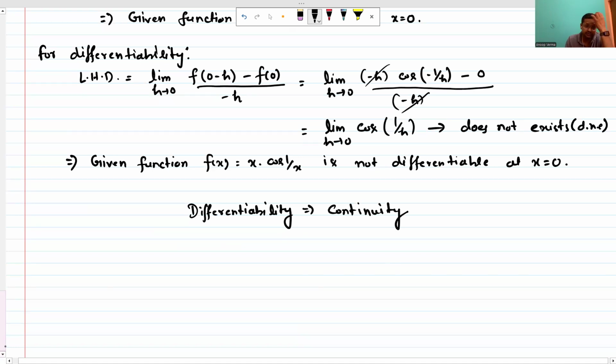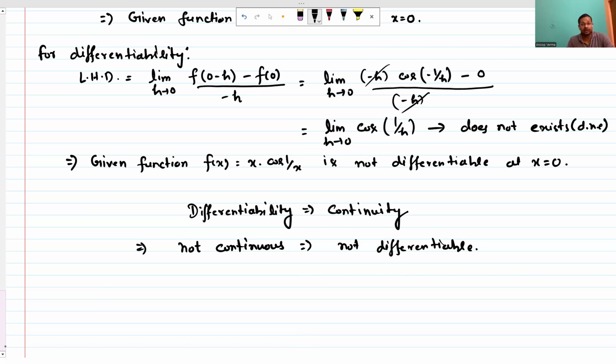And not continuous implies not differentiable. If a function is continuous, then we can't say whether it is differentiable or not. So if we are checking continuity and the function is not continuous, then we stop there and say the function will not be differentiable either.